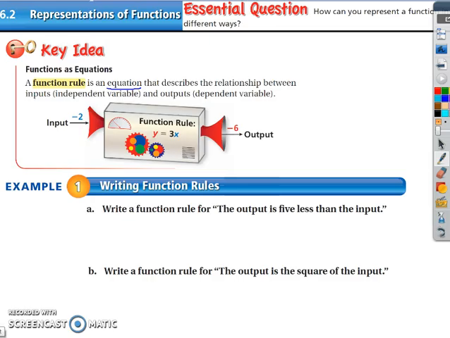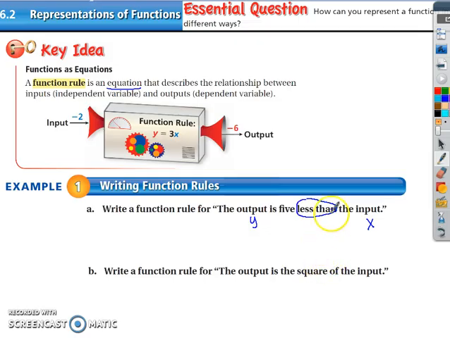So in example 1a, we're going to write a function rule for the output, which is y, being 5 less than the input, which is x. Now this phrase 5 less than is a little bit tricky because less than actually means we need to start with a value and subtract from that value.